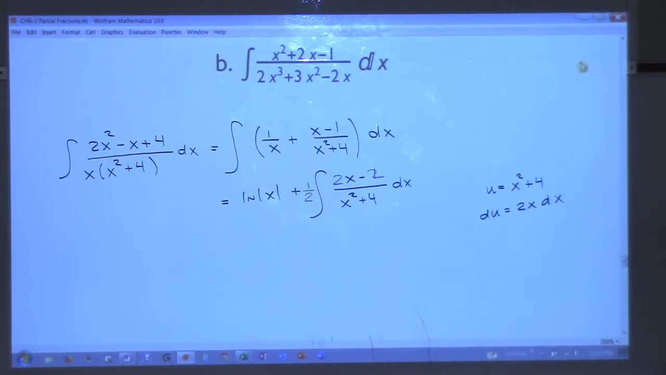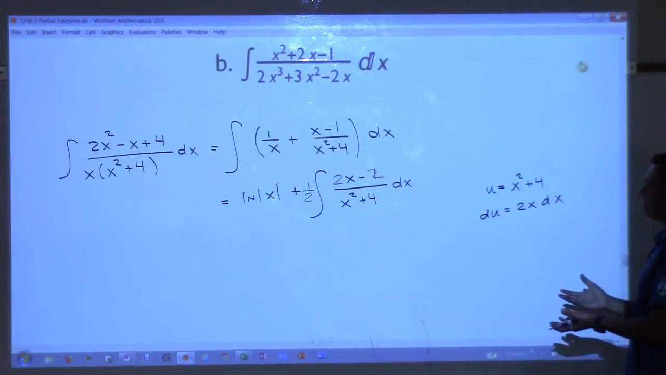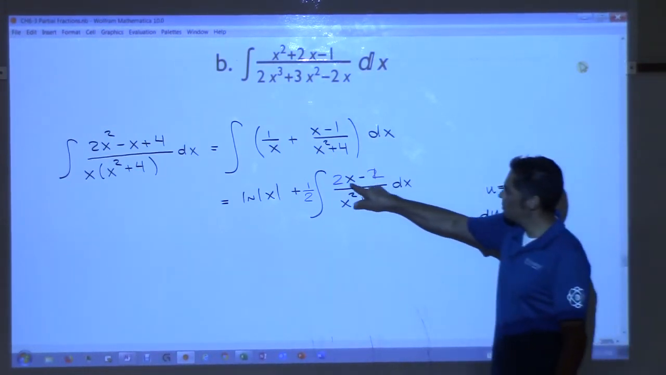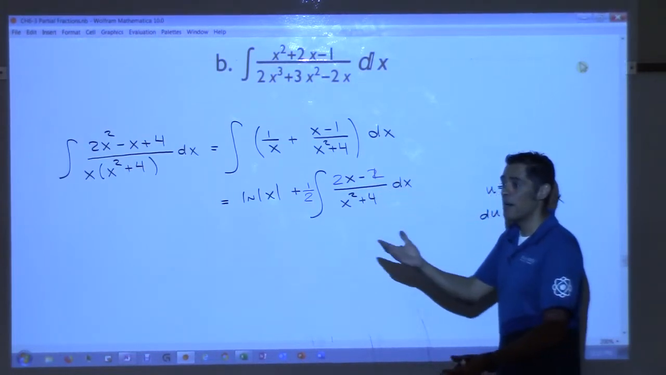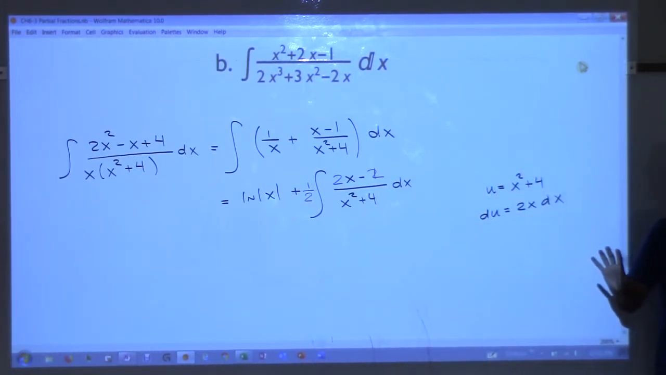Does anyone see what my next step is? Like, subtract 1 and add 1. What would I subtract and add though? So I need it to be 2x, right? I have 2x minus 2. You could just break it in half, right? Yeah, just split it, because you need it to be 2x, right, dx?